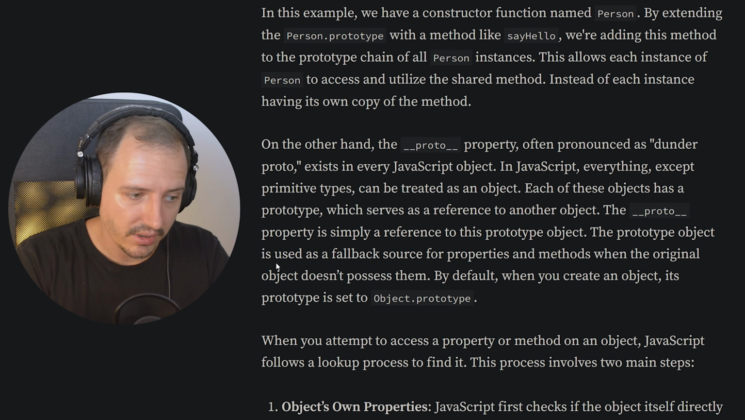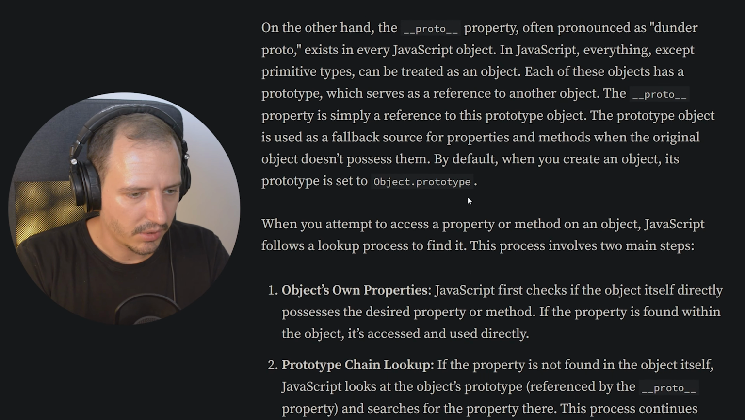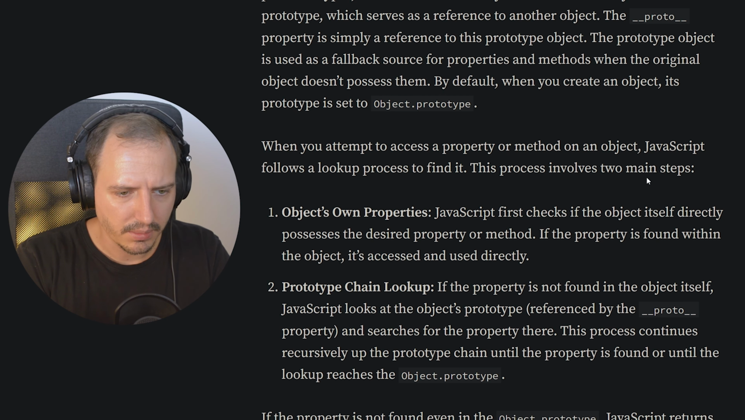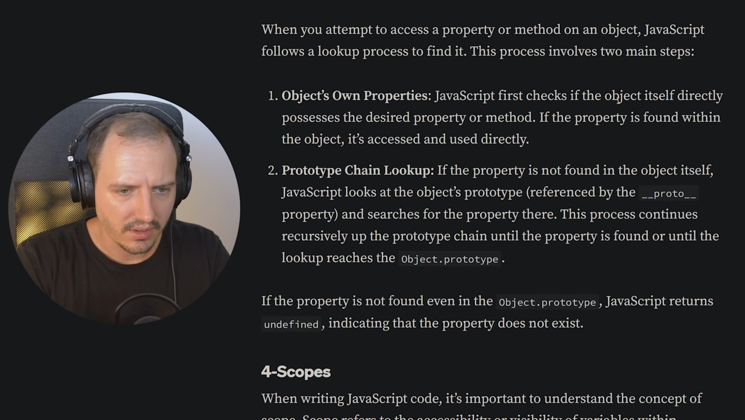The prototype object is used as a fallback source for properties and methods when the original object doesn't possess them. By default, when you create an object, its prototype is set to Object.prototype. Okay? So when you access a property or method on an object, JavaScript follows a lookup process to find it. This process involves two main steps. First, JavaScript first checks if the object itself directly possesses the desired property.